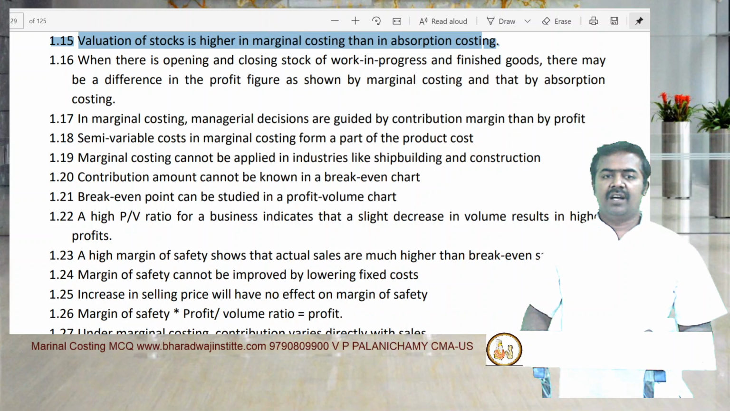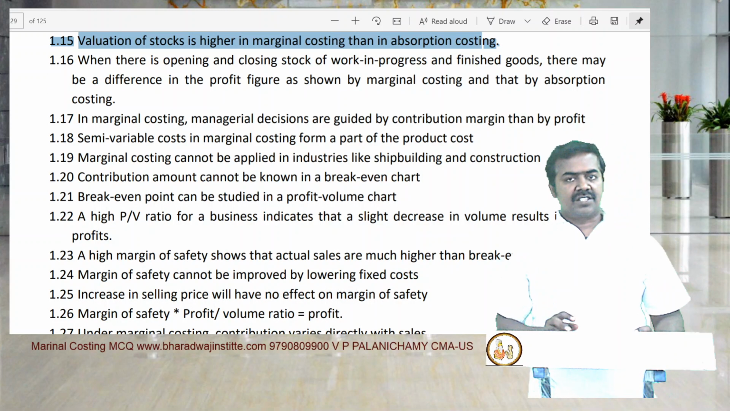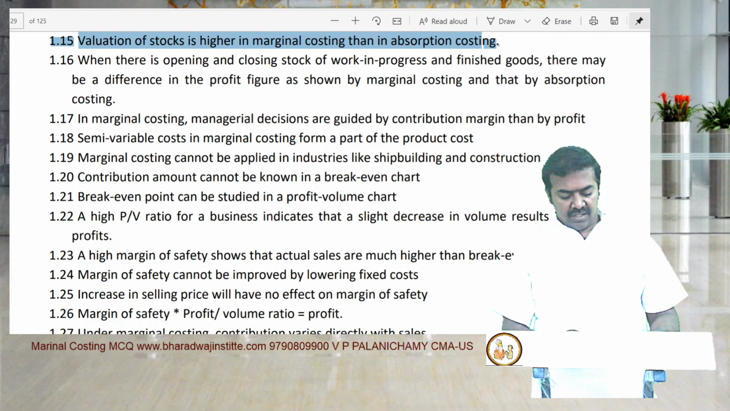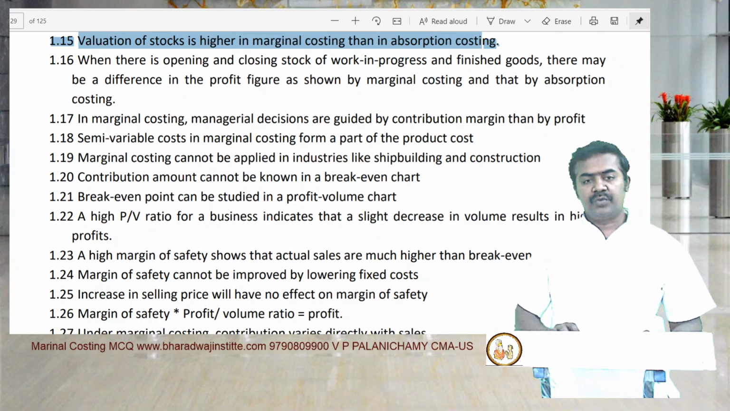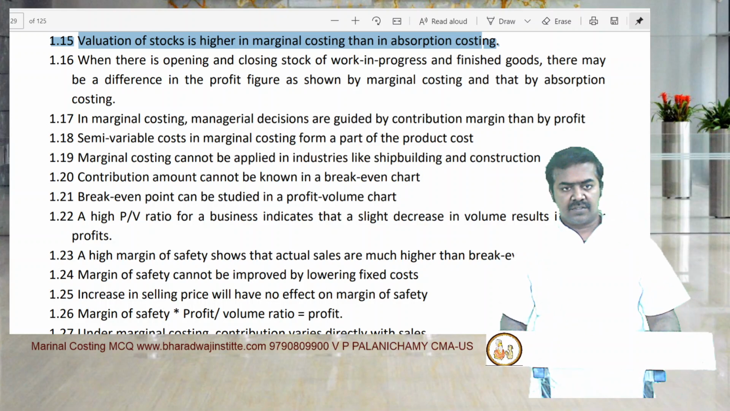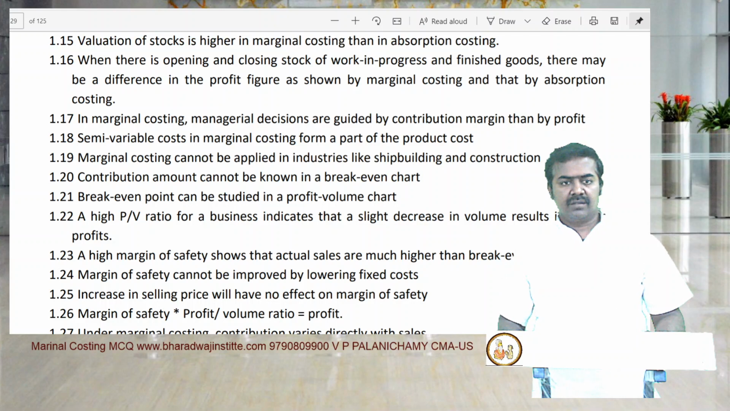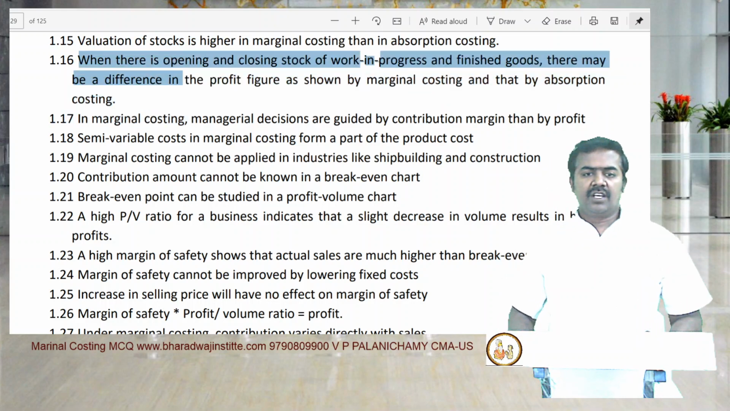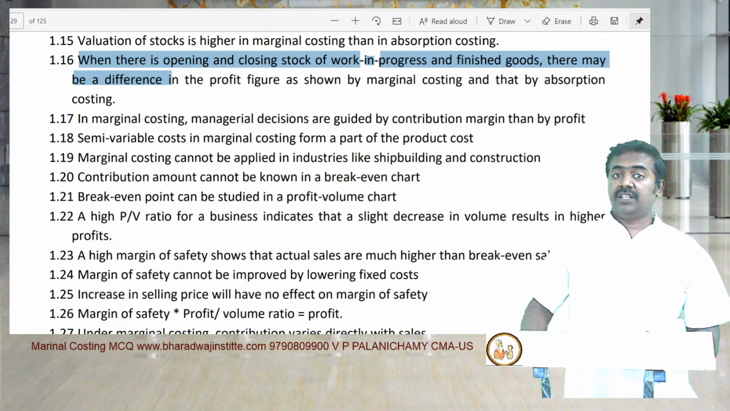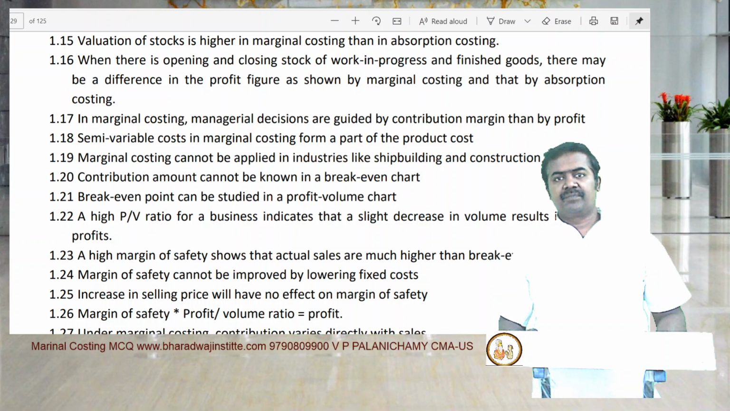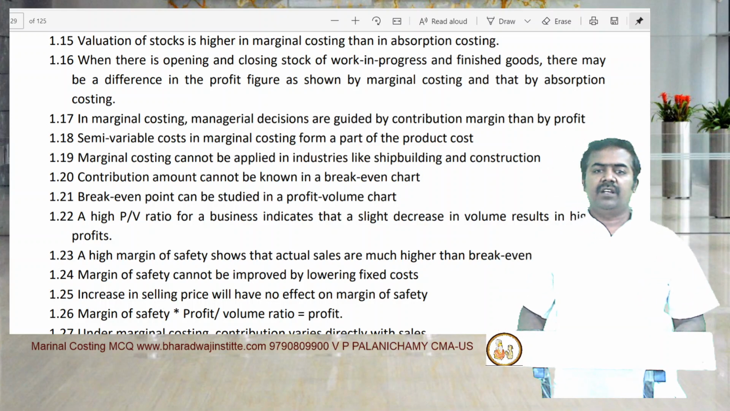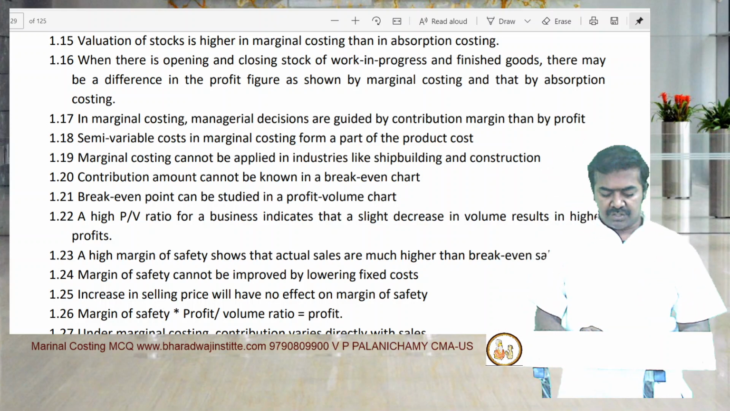Valuation of stock is higher in marginal costing than absorption costing. Is it true? In marginal costing, we include only variable cost. In absorption costing, we include both fixed as well as variable cost. It is false. Go to that. When there is opening and closing stock of WIP and finished goods, there may be a difference. Yes, we had seen, the last session only we had seen. When there is a difference in stock, there will be a difference in profit between marginal costing and absorption costing.